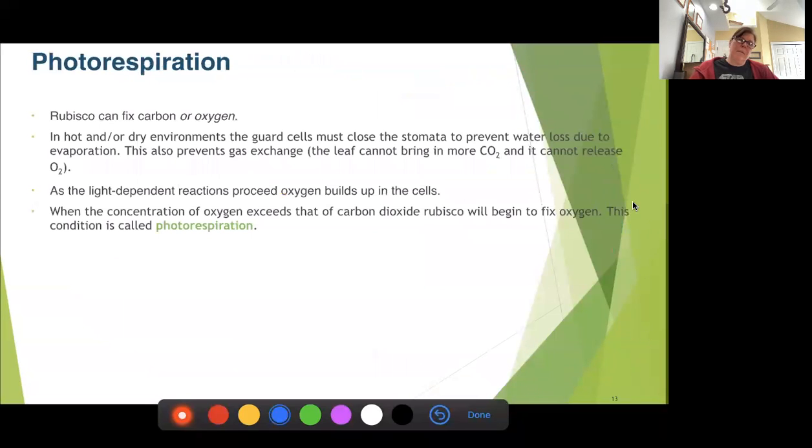So we have a problem because Rubisco has been around for a very, very long time, and it was around before there was free oxygen in the atmosphere. Now that there's free oxygen in the atmosphere, Rubisco can also fix oxygen, meaning it can combine with either oxygen or carbon dioxide. So oxygen would be considered like a competitive inhibitor.